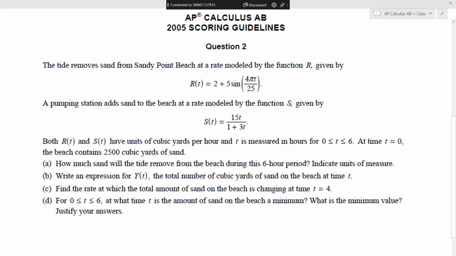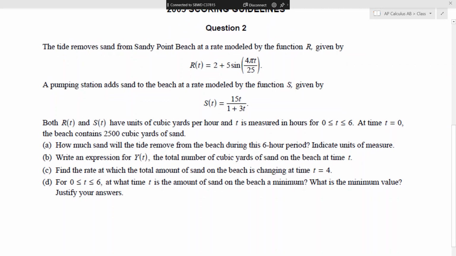Everybody good? A pumping station adds sand back to the beach so everybody can still enjoy their summer at this rate, S of t. That's the rate that sand is added in. If we integrate S of t over an interval, it tells me how much sand has been brought back in. Make sense? Yeah? Garrett, you good?